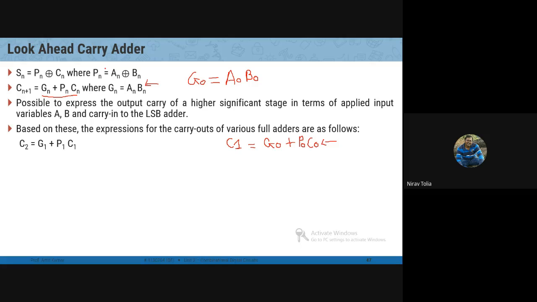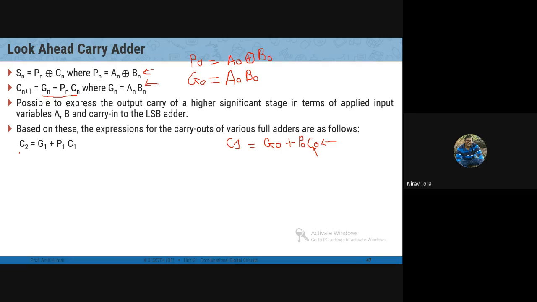And what is P0? P0 is equal to A0 exclusive or B0. So at the first instant, we have three inputs we know, which are A0, B0, and C0. From A0, B0, and C0, we can generate C1. From C1, we can generate C2.